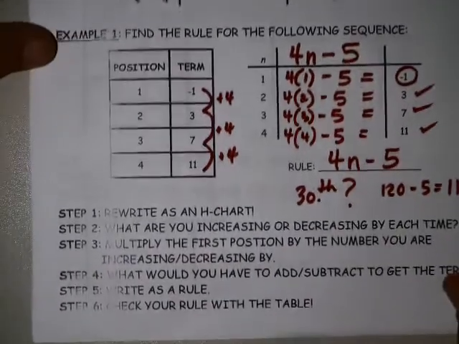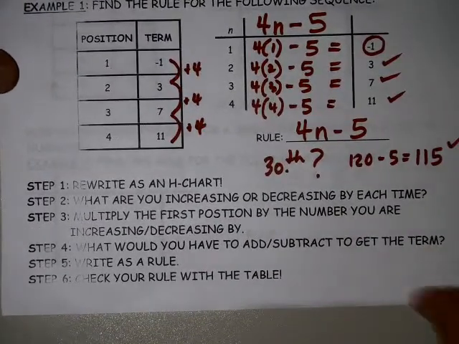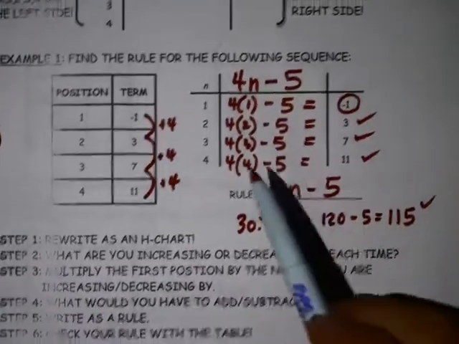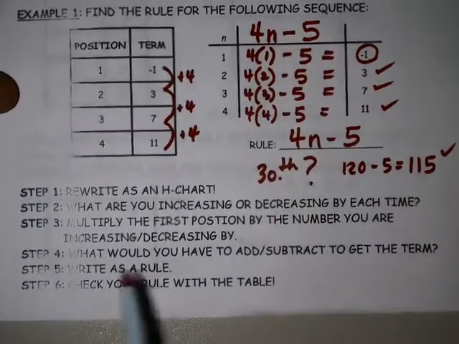Okay, so again, let's look real quick at the rules, what we actually did. Step 1, rewrite as an H chart, which is what we did right here. This is our H chart.